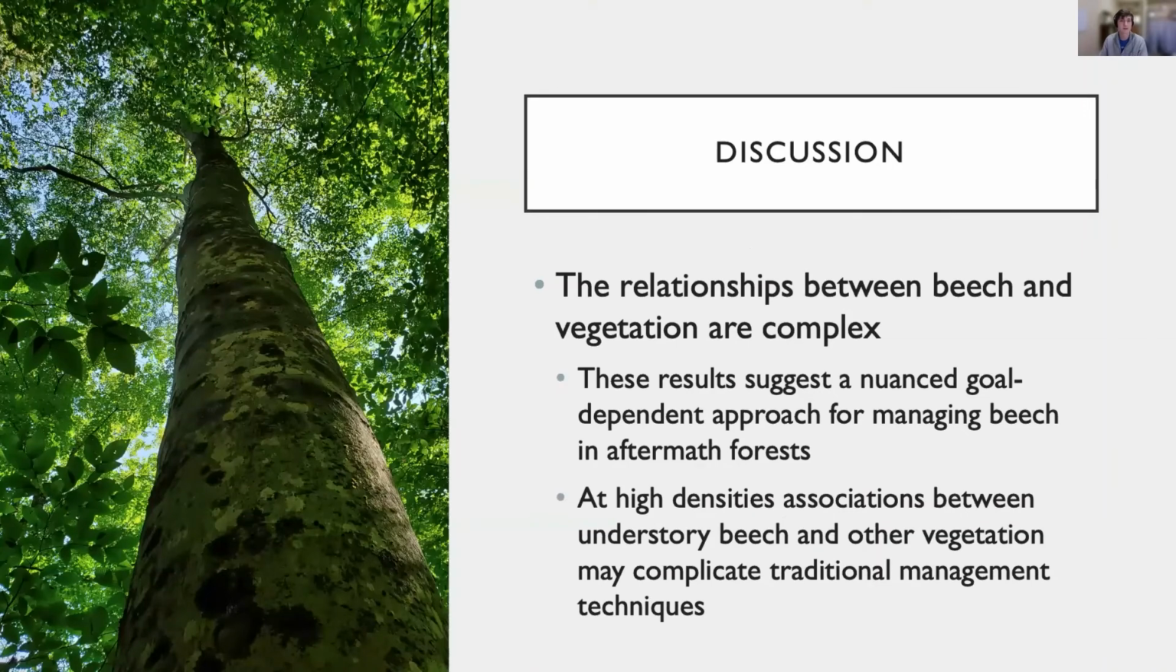And discussion. The relationship between beech and vegetation is very complex. It took me a long time to explain. These results suggest a nuanced, goal-dependent approach for managing beech and aftermath forests, particularly at high densities. Associations between understory beech and other vegetation may complicate traditional management techniques. So in these understories where beech is growing densely, you may want to manage the beech with herbicide or mechanical removal, but you may also be removing your desirable understory species and canopy tree regeneration.